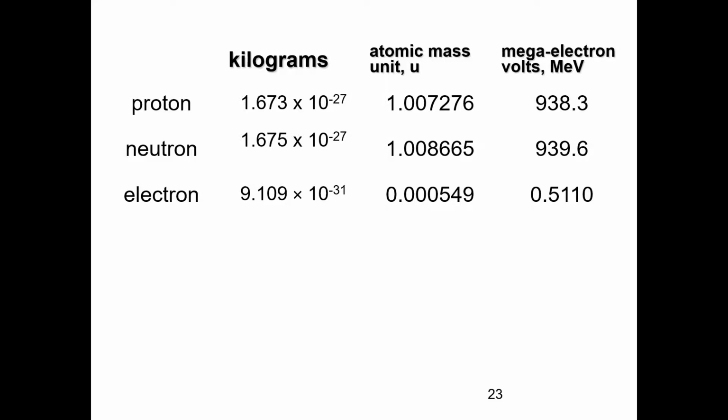Take a moment to notice how much bigger the proton and the neutron are than the electron. The electron is 2,000 times smaller. It's a tiny little thing. We will learn later that the electron is a fundamental particle. The other two aren't.